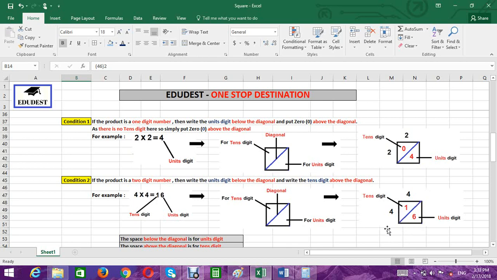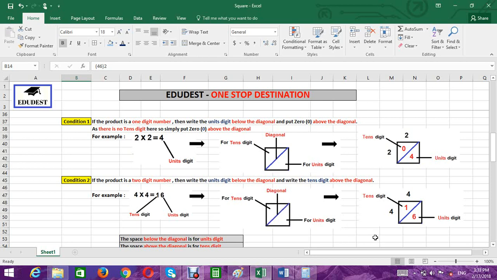So according to these conditions, the space below the diagonal is for the units digit, and the space above the diagonal is for the tens digit.